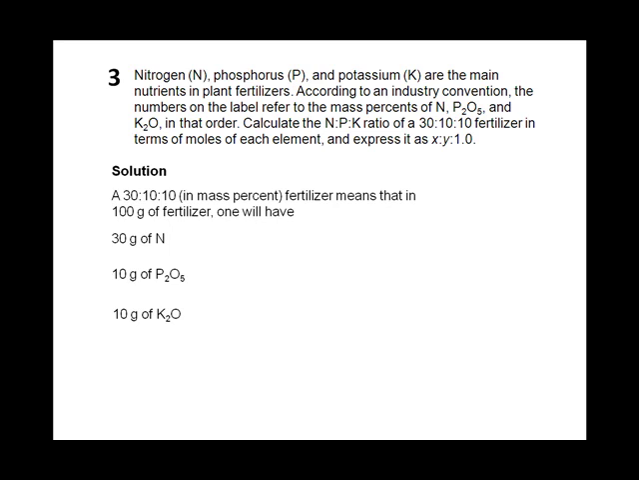Now, if we have 30 grams of nitrogen, how many moles of nitrogen is that? We take 30, the mass of nitrogen, over 14.0 grams per mole, which is the molar mass of nitrogen. We will get 2.14 moles. If we have 10 grams of P2O5, we will have 10 over 142.0, which equals 0.0704 moles of P2O5.